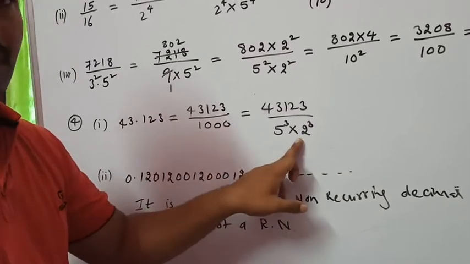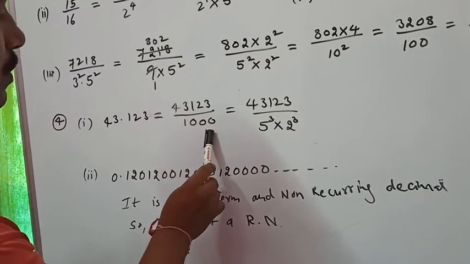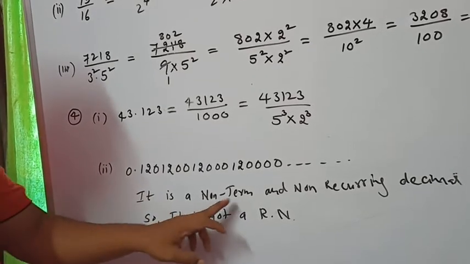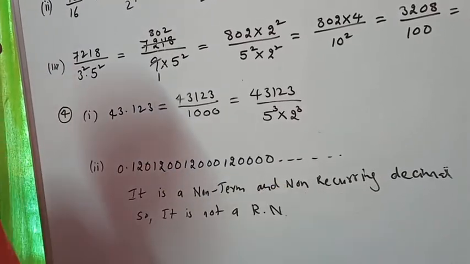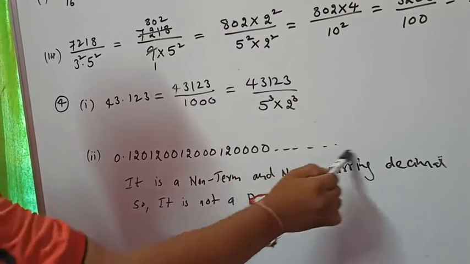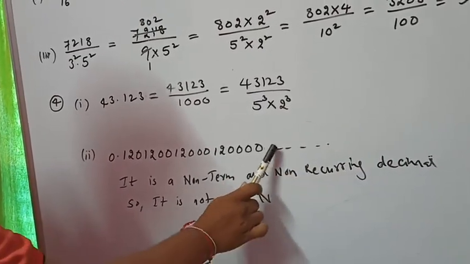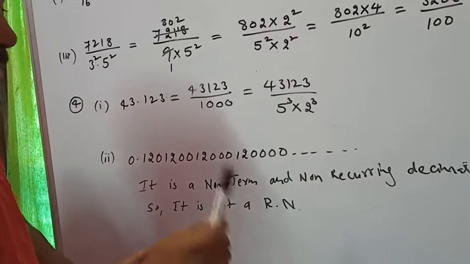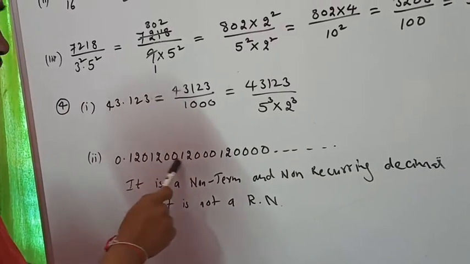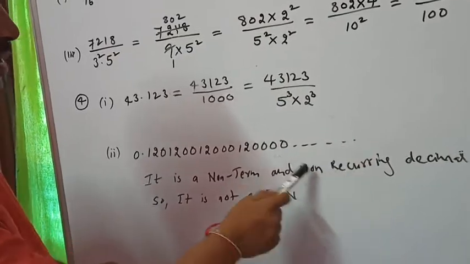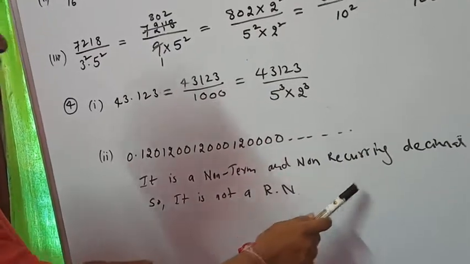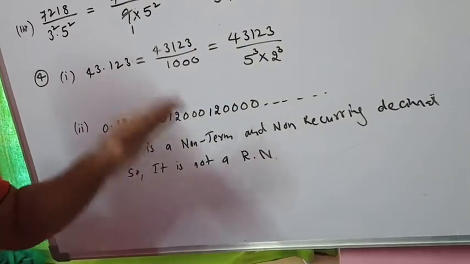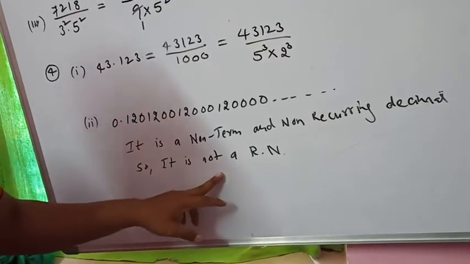We factorize the denominator, Q prime factorization. Now see here, it is a non-terminating, non-recurring decimal. There is no end point. It is continuing, so it is non-terminating. And here recurring means repeating, but after the decimal point, if you observe, no digits are repeated. So it is a non-terminating, non-recurring decimal. So we cannot express it in the form of P by Q. So it is not a rational number.